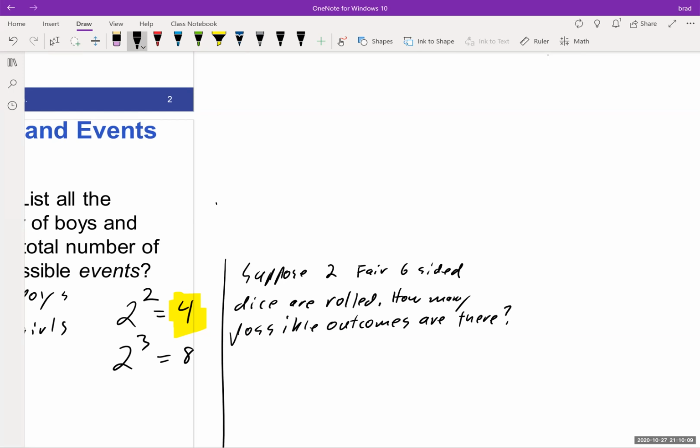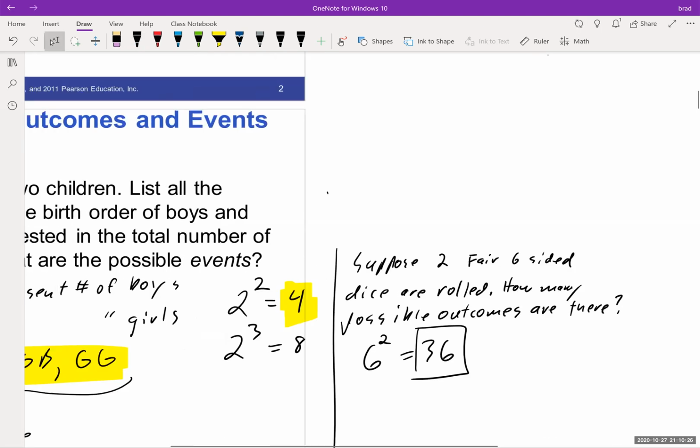Okay, well, when you roll a six-sided dice, there's six choices, right? You could have a 1, a 2, a 3, a 4, a 5, and a 6. And how many dice are you rolling? Two of them, so it's 6 squared. So there would be 36. I just wanted to reiterate that's how you can find the size of the sample space or the number of outcomes.